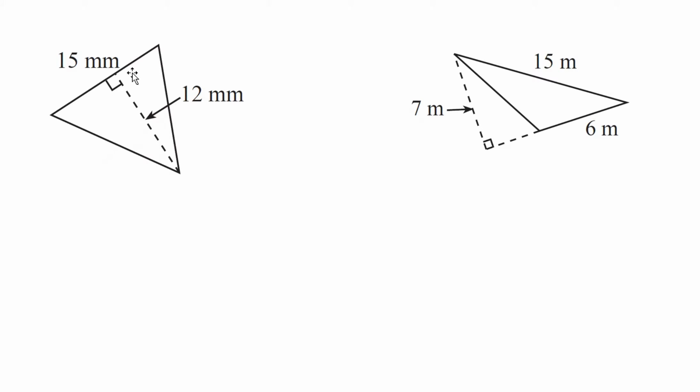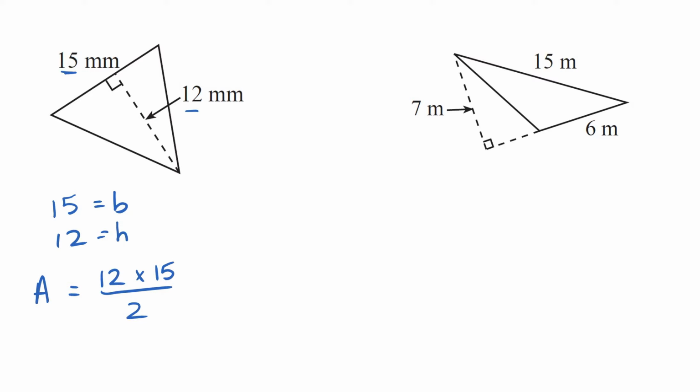So this first example here, the first thing you're going to have to do is identify which is the base and which is the height. So in this case here, it's pretty clear that the 15 millimeters is the base and 12 is the height. So plugging that into my area formula, I have 12 times 15 divided by 2. So 12 times 15 is 180, divided by 2 gives me an area of 90 millimeters squared.